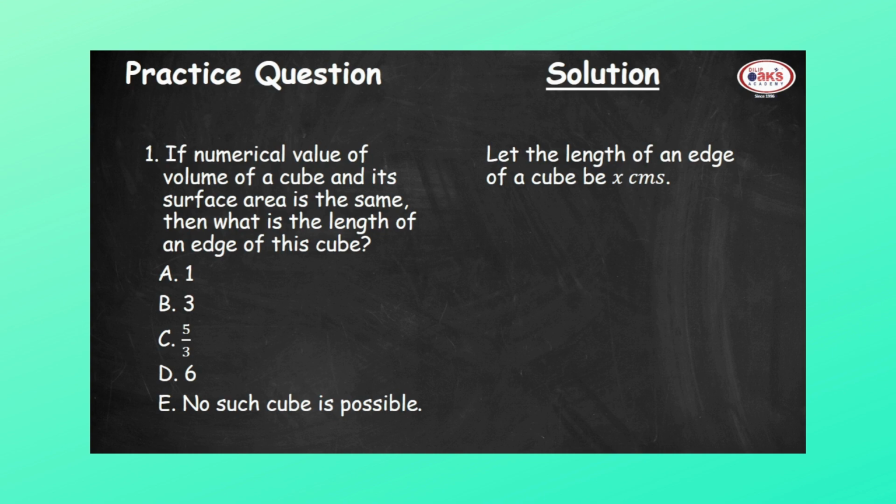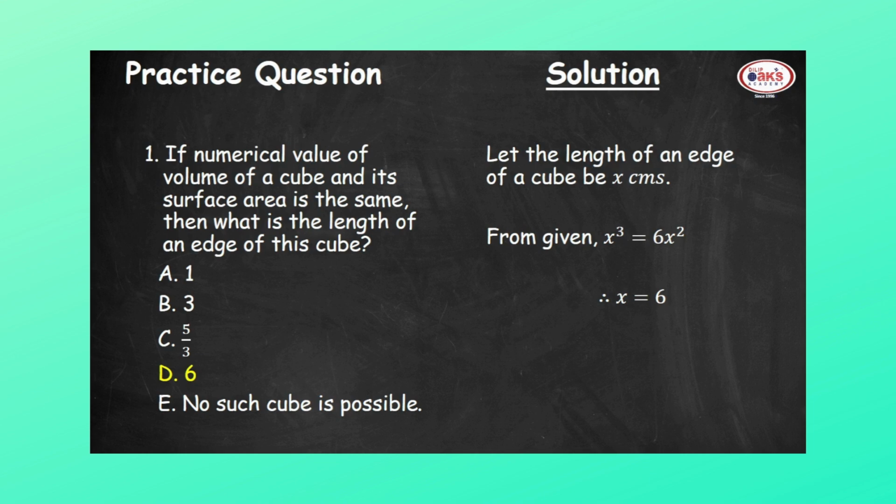So let us start with the assumption that the length of an edge of the cube is x centimeters. Then from the given, the volume of this cube, which is x cube, is equal to the surface area, which is 6x square, and therefore we get x is equal to 6, which is exactly the answer as mentioned in option D. Okay, I believe you understood this.